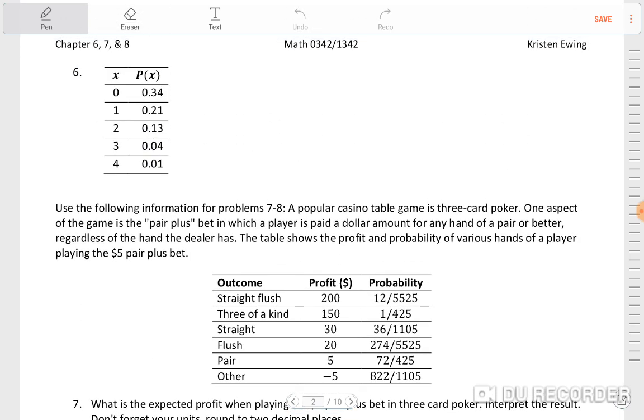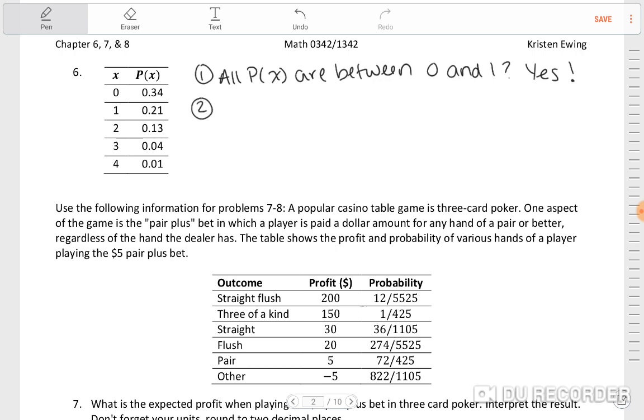Okay. Number 6, same thing, right? So 1, verify that all of the P of X are between 0 and 1. Yes, they are. So just make sure that each of your probabilities, again, they can't be negative and they can't be anything more than 1. So it can't be 1 point something, otherwise it would not be.